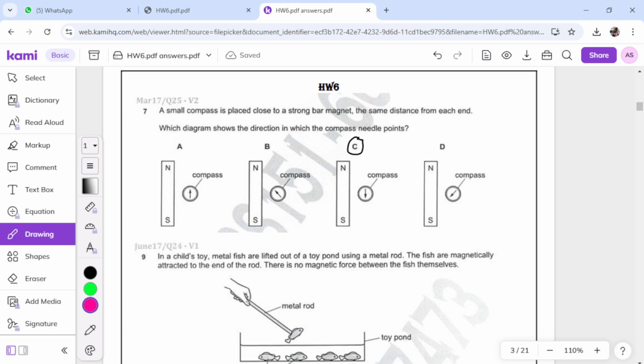Now, a small compass is placed close to a strong bar magnet, the same distance from each end. Which diagram shows the direction in which the compass needle points? As I said before, you have to draw the magnetic field, and as you know, the magnetic field goes from N to S, so C is correct.